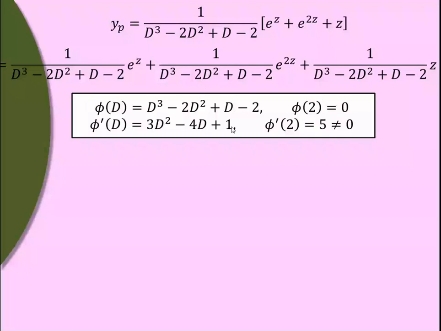And now replace D by 2. 3 into 2 square minus 4 into 2 plus 1. That comes out to be 5, which is not equal to 0. So for the middle term, we have to take a derivative and then we have to replace. For the first term, no problem, direct replacement is there.